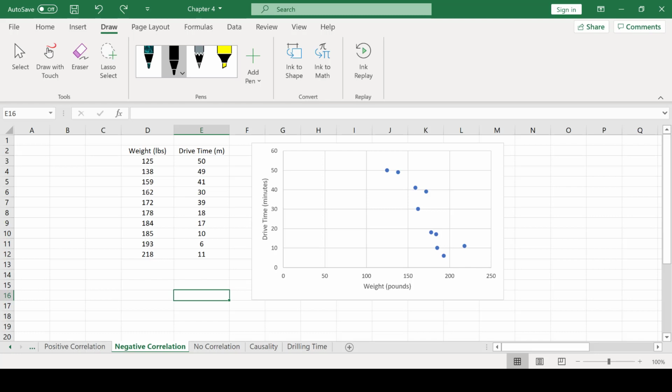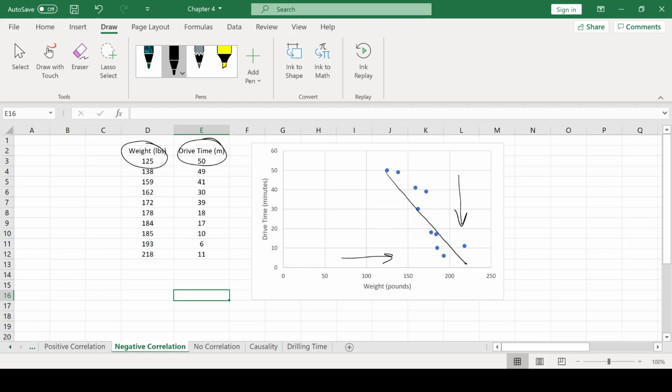But notice, in general, there is a trend here. As a person's weight goes up, the more people weigh, it looks like the less they have to drive to work. Now, if you're trying to look at this in terms of correlation and causality, are these things related? We'll get to that. It's a nonsense relationship. But if you look at the data, there appears to be a correlation between weight and drive time.